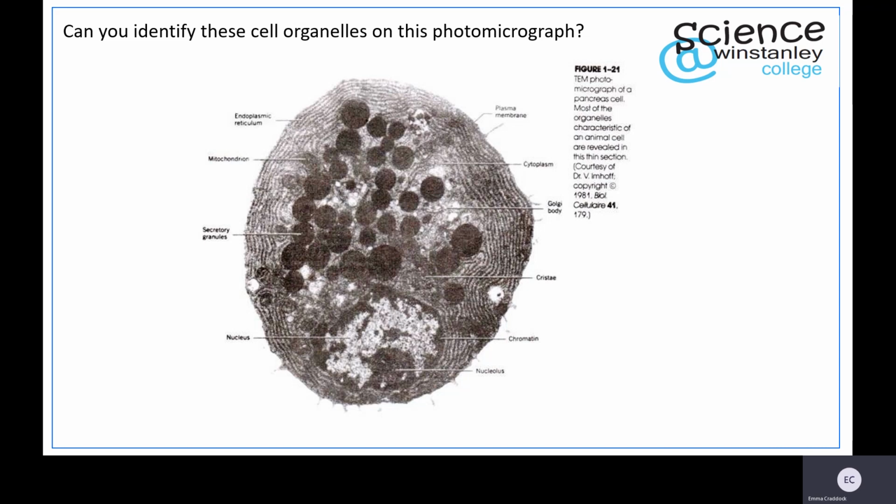And then you've got endoplasmic reticulum. At the edge there, you've got your smooth endoplasmic reticulum. If you look around your nucleus, you can see a darker version of your endoplasmic reticulum. This is your rough endoplasmic reticulum, and it looks darker because you have ribosomes dotted around the edge of it.